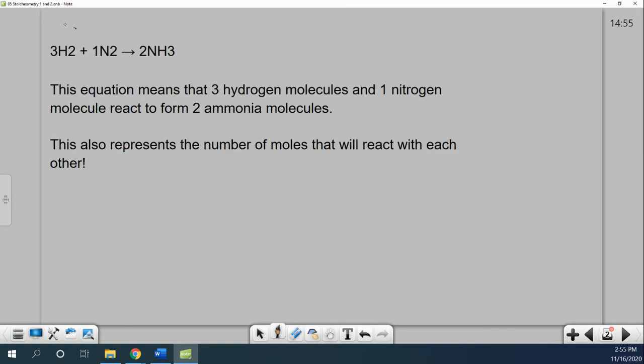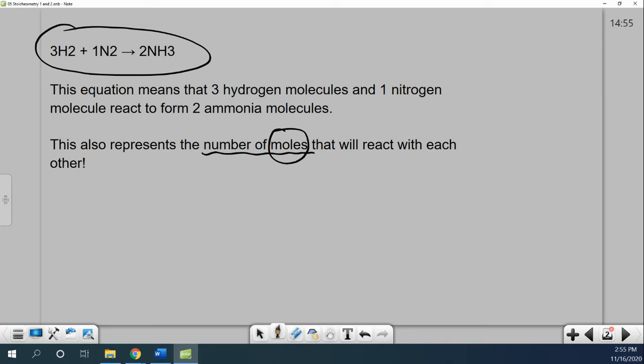So in this equation, it's saying 3 hydrogen molecules and 1 nitrogen molecule react to form 2 ammonia molecules. That's kind of what we just summarized there. But here's the fun thing. This also represents the number of moles that will react with each other.